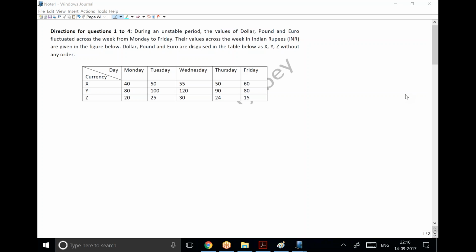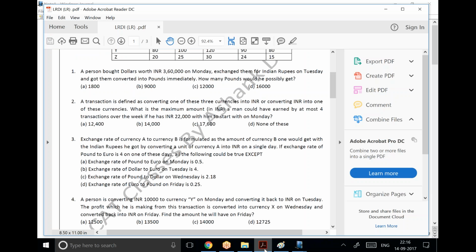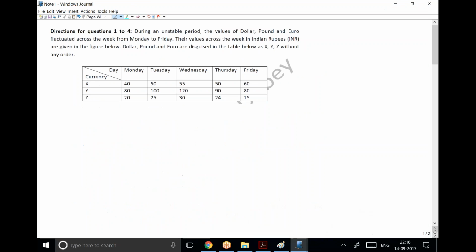That's our objective. Similarly, question 2 can be slightly time consuming. The reason is that in question 2 a transaction is defined: they're investing 22,000 on Monday, and after 4 transactions they want the maximum possible amount that can be earned. That's exactly what they want. So what is exactly given to us in question number 2?